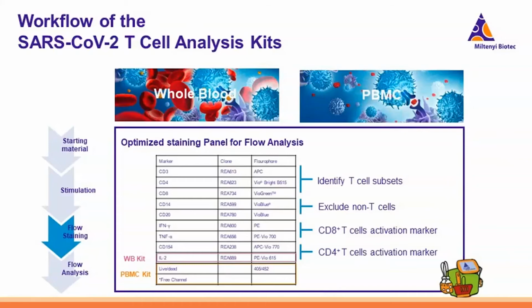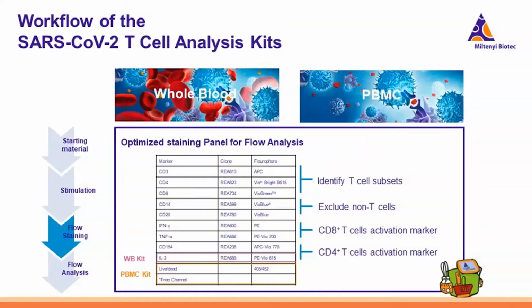Our SARS-CoV-2 T-cell analysis kit includes an optimized staining panel consisting of highly specific recombinant REAffinity antibodies for the flow cytometry analysis. Here you can see a table with all antibodies which are already included in our kits. With the antibodies included in the kit, non-T cells are excluded and T cell subsets are identified. Additionally, for the analysis of SARS-CoV-2 reactive CD4 and CD8 positive T cells, the expression of cytokines and activation markers are assessed. Please note the staining panel in both kits has some minor differences.